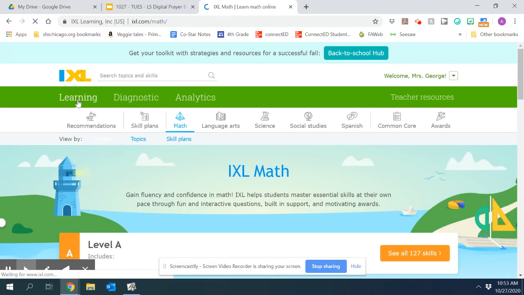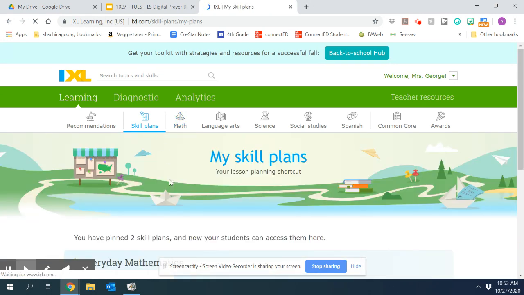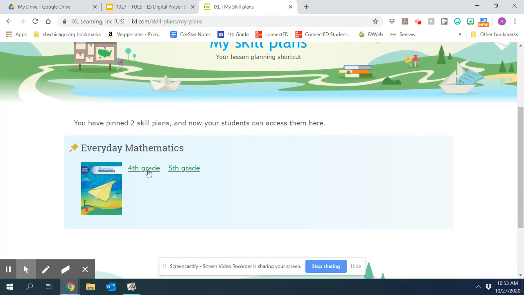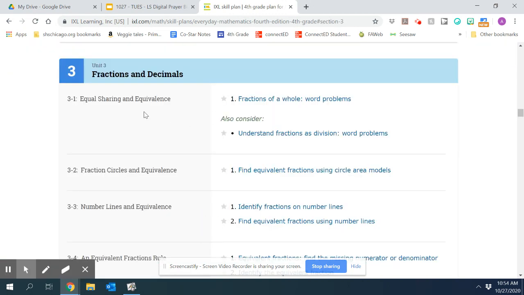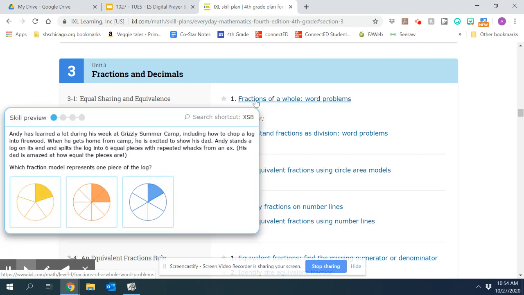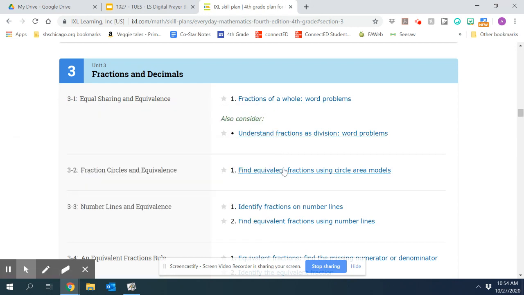And then once you're in learning, go to skill plans and pay attention to this because this is such a useful resource to have. Once you're in skill plans, you're going to just select your book, Everyday Mathematics for 4th grade. And look, it has each unit of your book. And if we go to a specific unit, like we're in unit 3 right now, it brings up for each lesson clickable IXL skills you can practice.